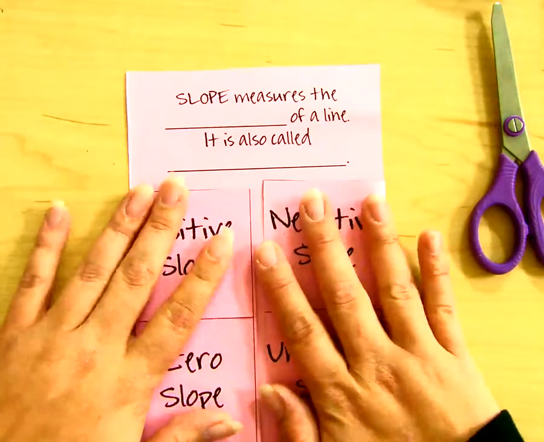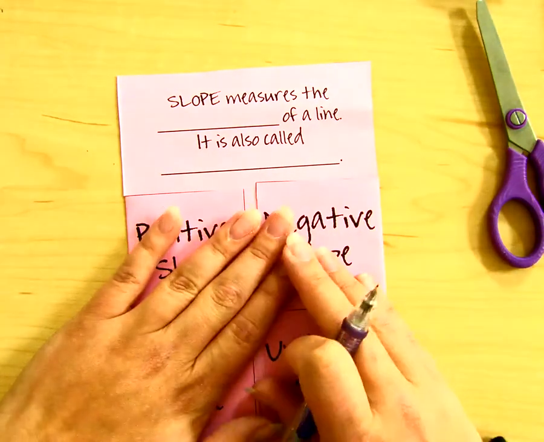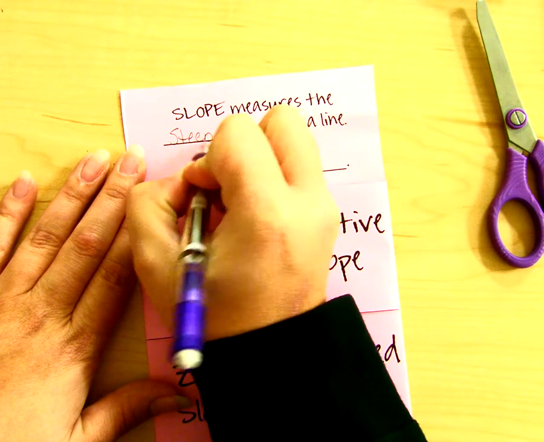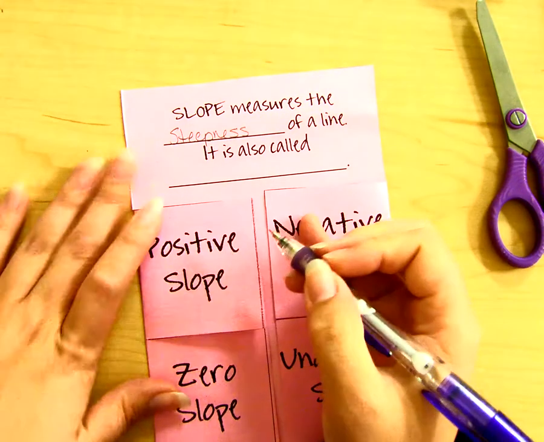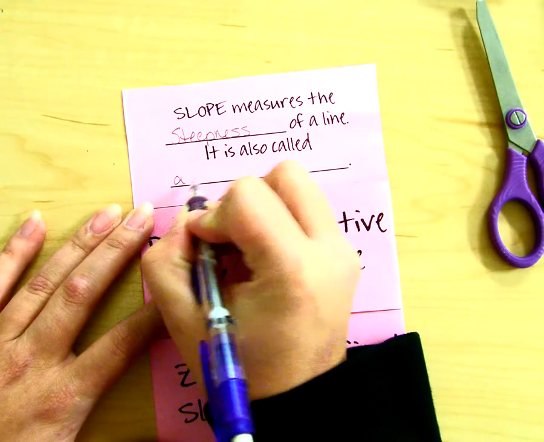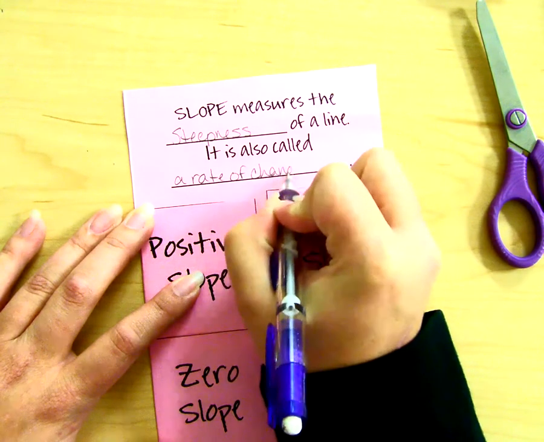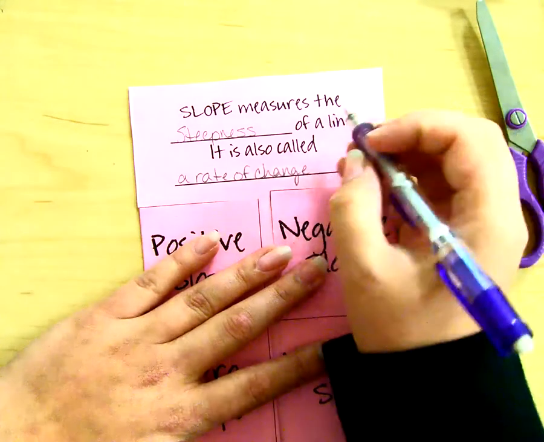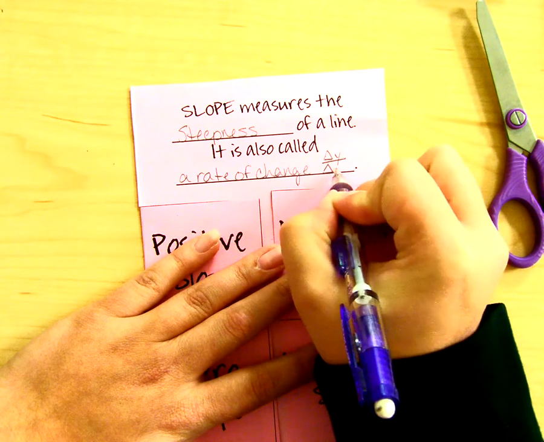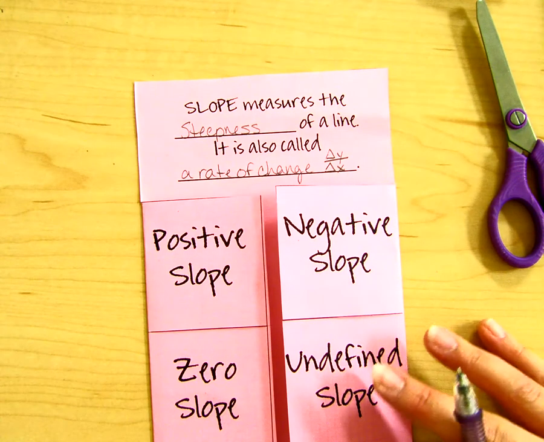So we're going to start with here. The definition, it's not technically a definition, it's just a statement that describes slope for you. It says slope measures the steepness of a line. It is also called, and slope is also called, a rate of change, which we illustrate with the fraction delta y over delta x. And delta is that triangle that just stands for the words change in y over change in x. And that's actually how we solve for slope.